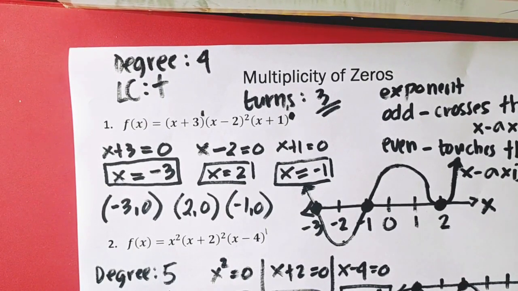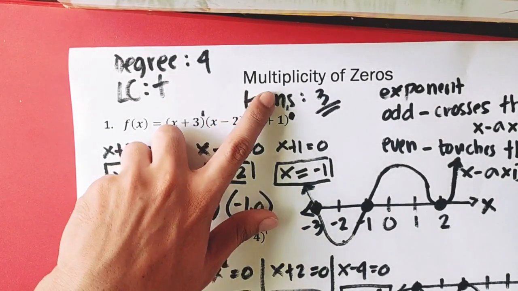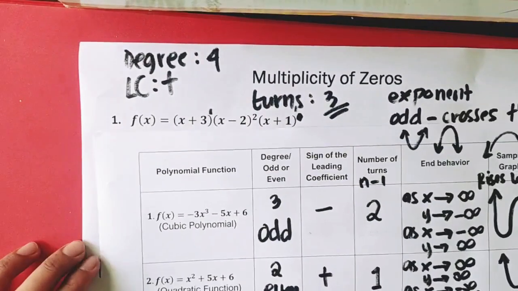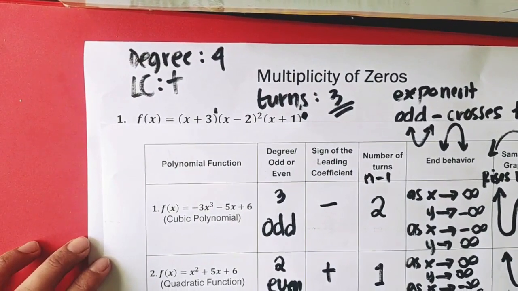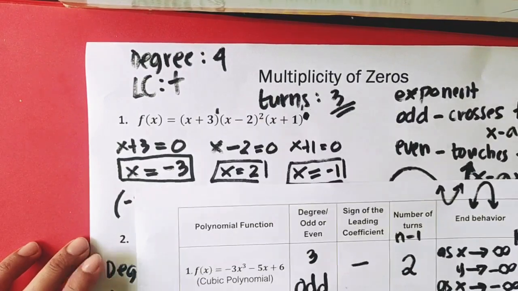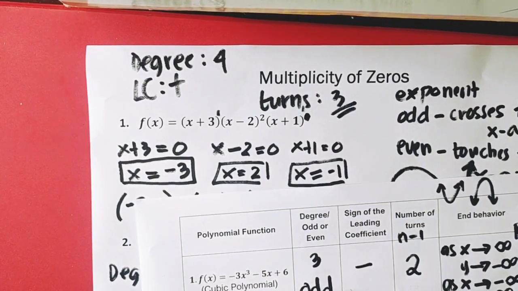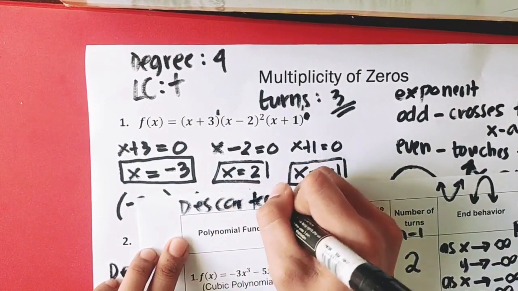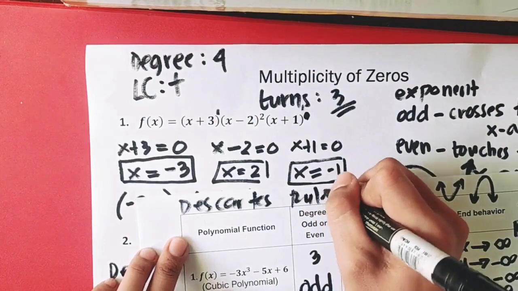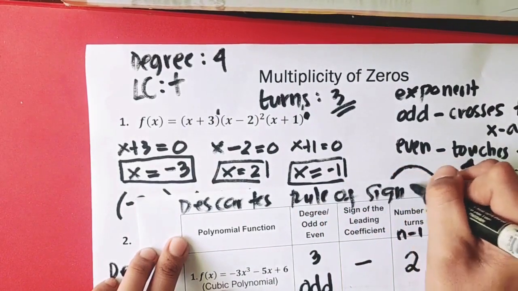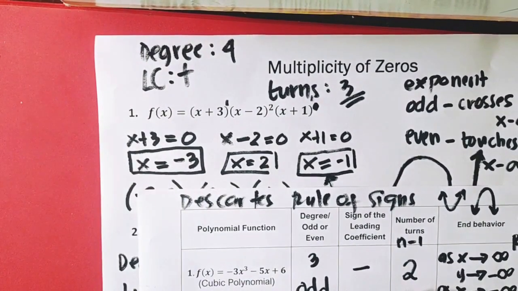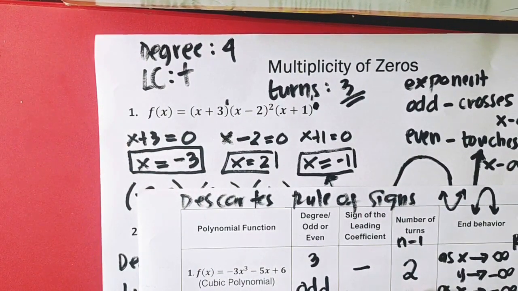Okay, so you already know how to get multiplicity of zeros. Okay, I just want to make a clarification of the Descartes rule of signs. In Descartes rule of signs, you will just look at the change of the signs.